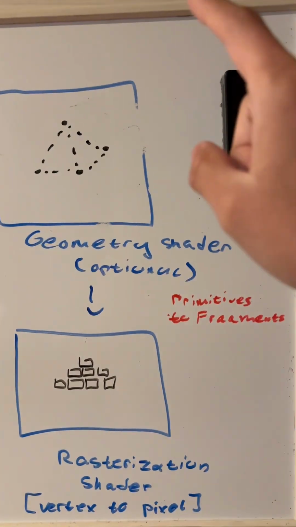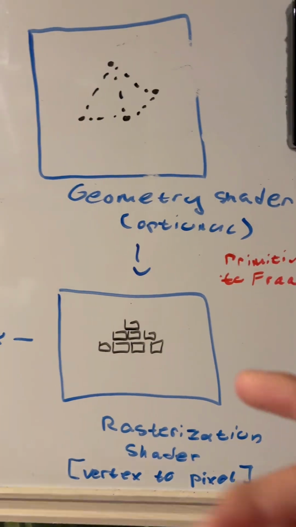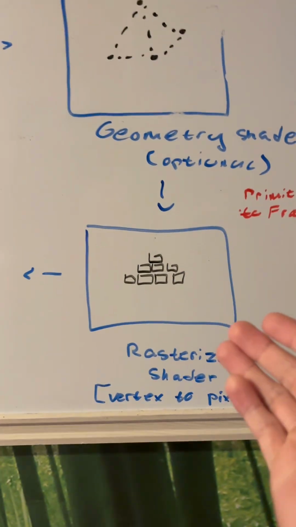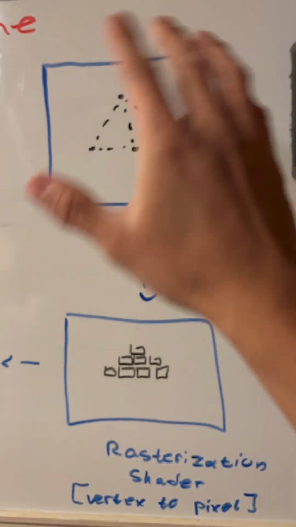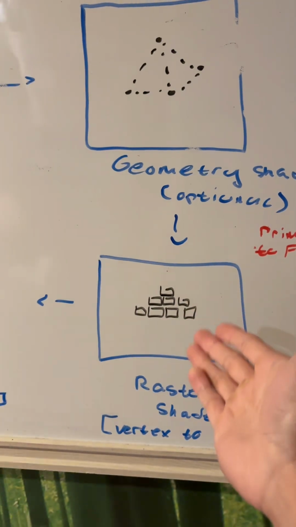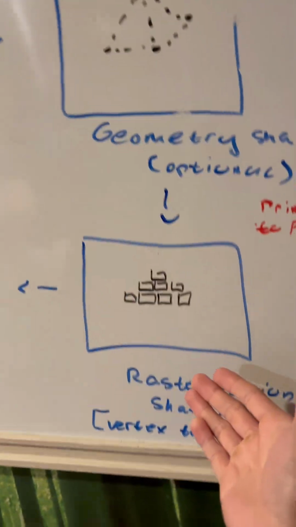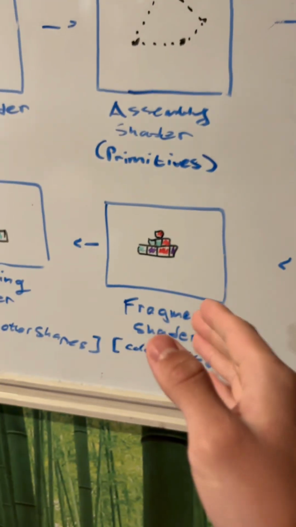So basically you turn this primitive into something called a fragment. A fragment is basically a potential pixel. So it's just mapping the primitive, which is these vertices, into points on the screen, so you can actually see them, which are these fragments. And then once you get these fragments, they are sent over to the fragment shader.